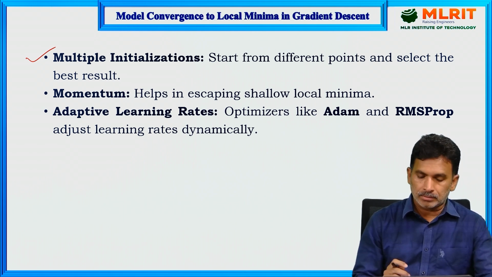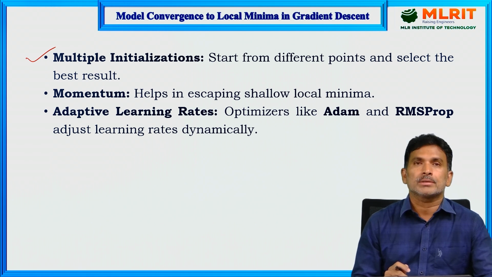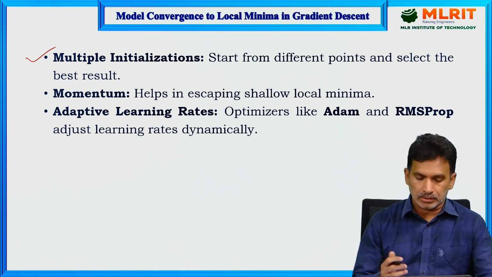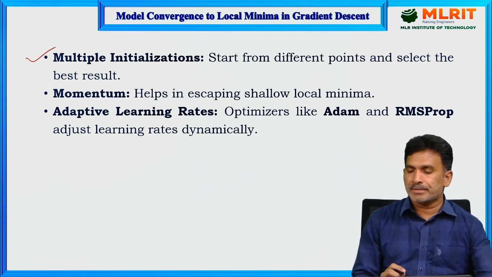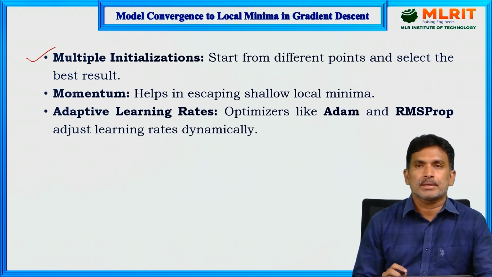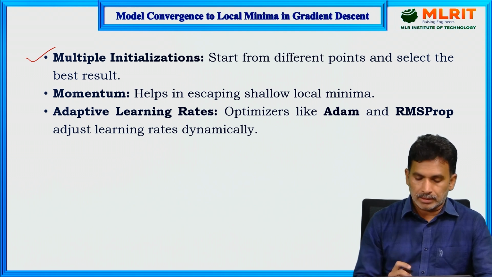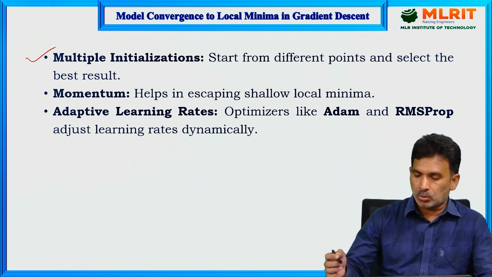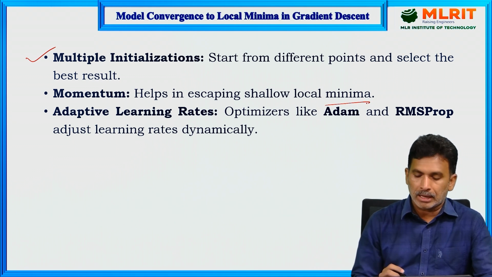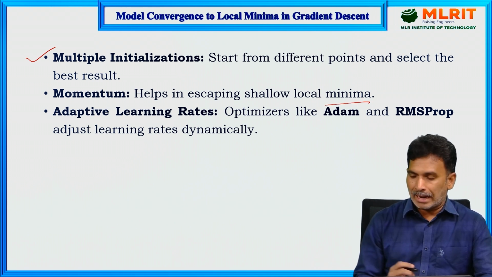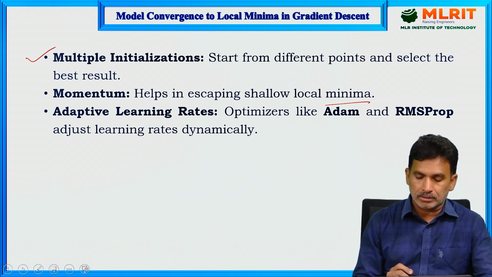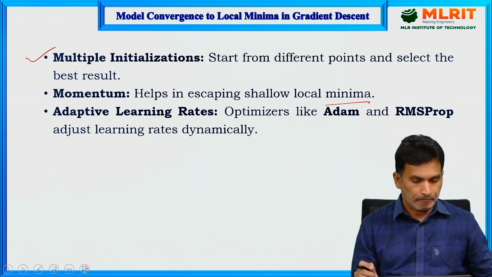The first one is multiple initializations, that is starting from different points and selecting the best result. That is the best way. Then the momentum, which helps in escaping the shallow local minima, and adaptive learning rates. That means different optimizers like Adam and RMSprop adjust the learning rates dynamically.